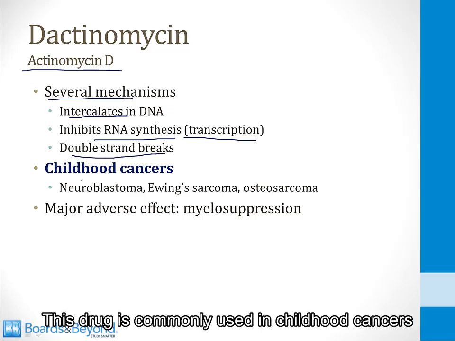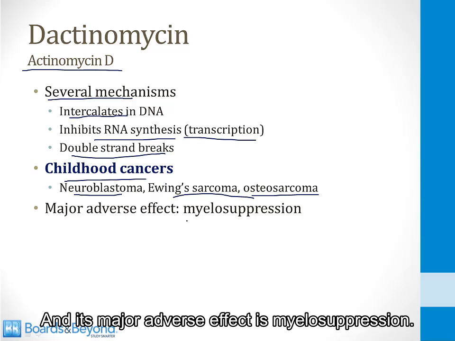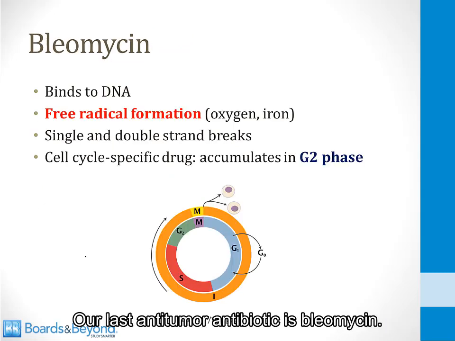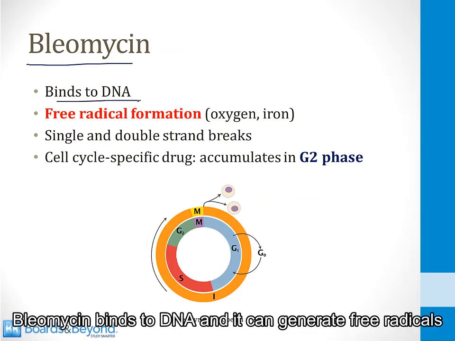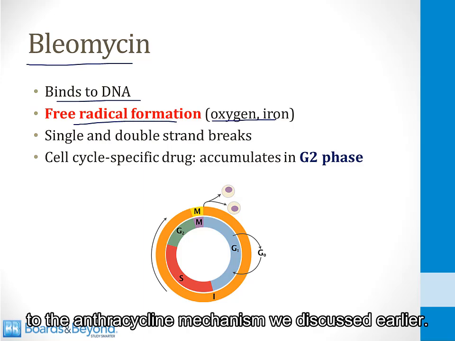This drug is commonly used in childhood cancers, especially neuroblastoma, Ewing sarcoma, and osteosarcoma, and its major adverse effect is myelosuppression. Our last anti-tumor antibiotic is bleomycin. Bleomycin binds to DNA and it can generate free radicals using oxygen and iron via a very similar mechanism to the anthracycline mechanism we discussed earlier.